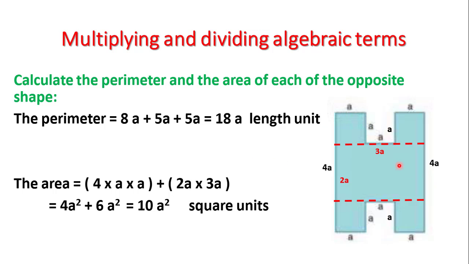Plus the area of this part in the middle, which is 2a times 3a, length by width. Here we have 4a power 2. We will add the powers. Here we have 2 times 3, 6, and a times a, a power 2. Okay, equals 10a power 2. And here we have area, so square unit.